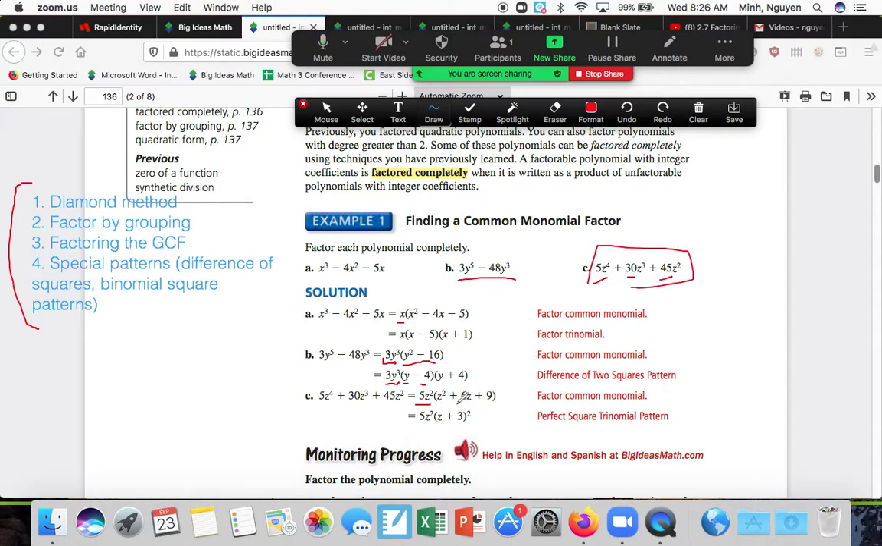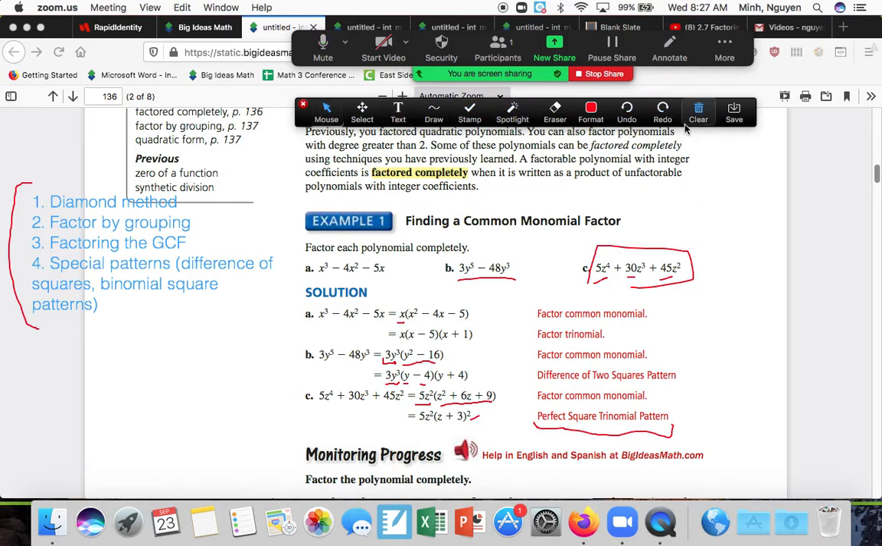And then what multiplies to 9 and adds up to 6? 3 and 3, because 3 plus 3 makes 6, and 3 times 3 makes 9. Oh, so that's what it's called: perfect square trinomial pattern. So z plus 3 times z plus 3 makes this. And the faster way to write that is z plus 3 squared, right? More efficient way. So that's that.